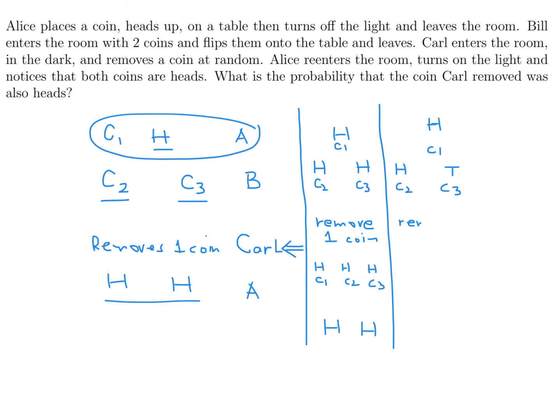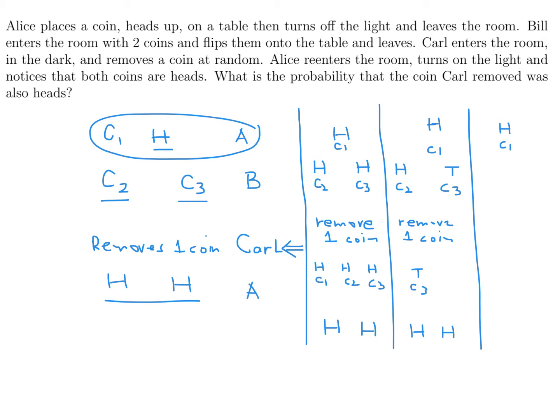Then again, you remove one coin. And how many ways can you remove one coin? Well, we have to be careful here because we have to make sure that at the end we have 2 H's. So the only way we can do that is if we remove the C3, which is tails. Okay. And then finally, the last scenario is very similar. C1 is fixed as H.